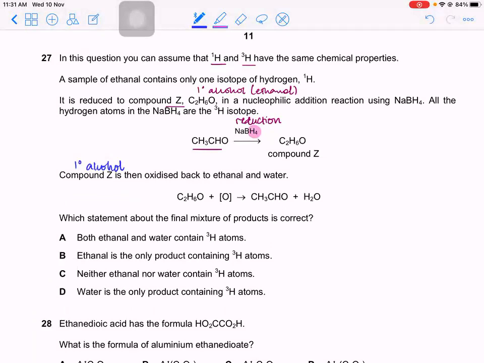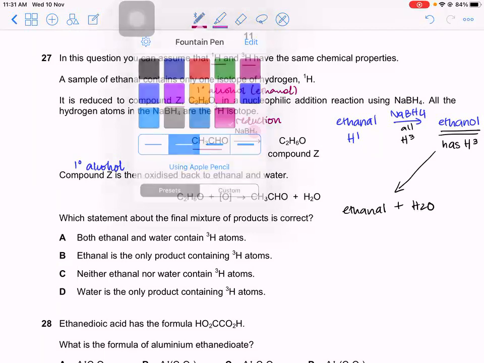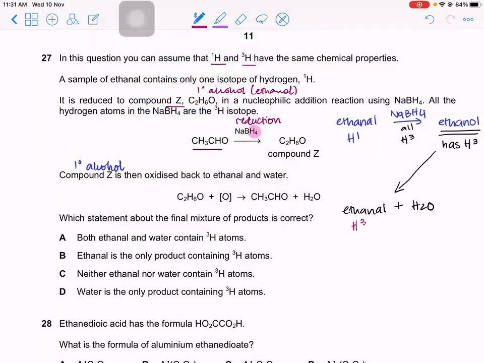So basically, our ethanol, first thing was ethanol, which had only H1. In the presence of NaBH4, it made ethanol. And this NaBH4 had all H3 isotopes. So can I say that my ethanol will also have H3 isotopes? Yes. So this has H3 isotopes. And then they said that this ethanol is converted back to ethanol and water. So can I say, since this is making ethanol and water, ethanol will also have H3 and water will also have H3 isotopes? Yes. The original ethanol did not, but the one which is reformed, that will.